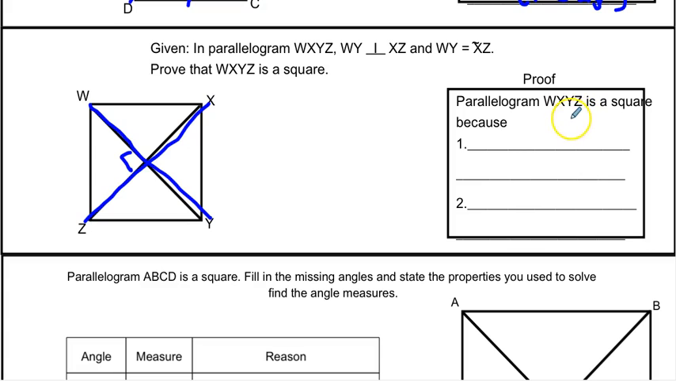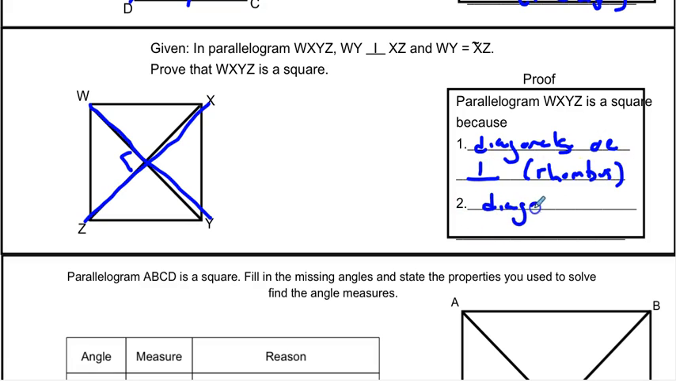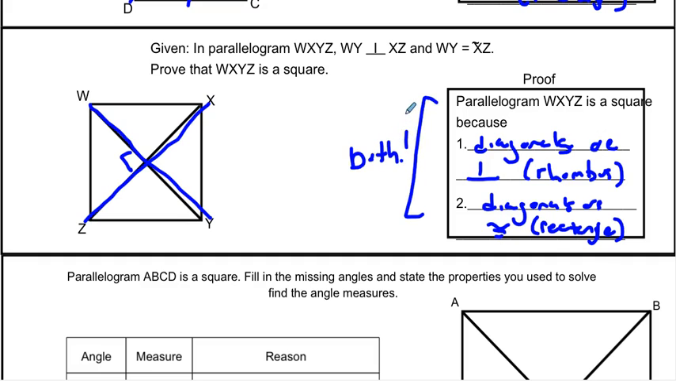So parallelogram WXYZ is a rhombus because diagonals are perpendicular. Let's put a note to ourselves. We know that's a rhombus property. And we also know diagonals are congruent, and that is a rectangle property. Since we can prove that it's a rhombus and a rectangle, that makes it a square. Because remember, a square is just the little baby of a rhombus and rectangle. And that's how we'd write out our proof there.